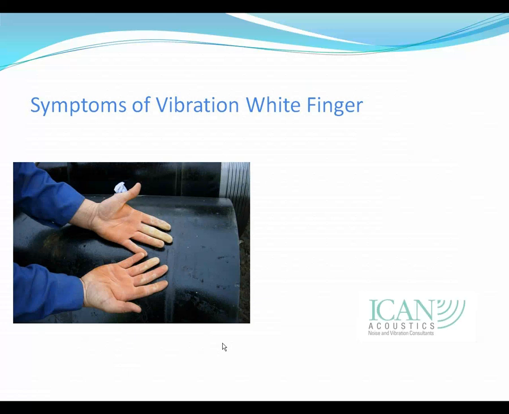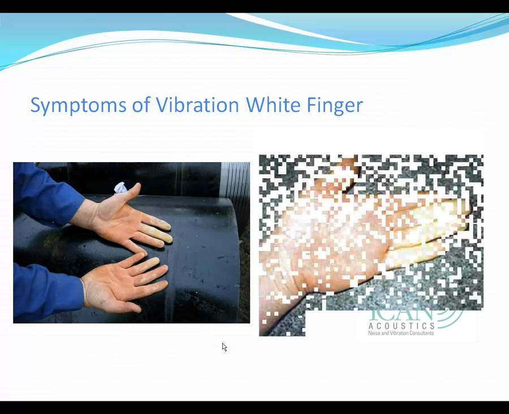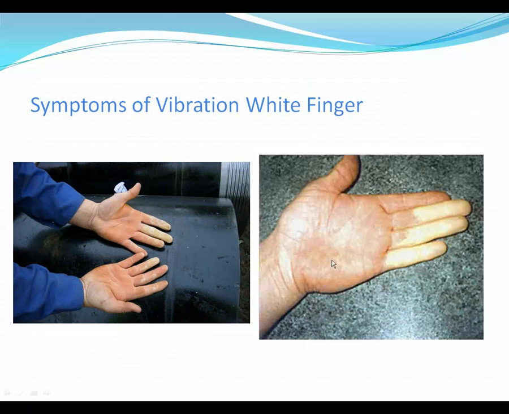This is what I understand are some of the symptoms of vibration white finger. Again, I understand that it's a sort of blanching effect that you'll get on fingers. It's quite obvious in these photographs, but that is what I understand to be an example of vibration white finger.